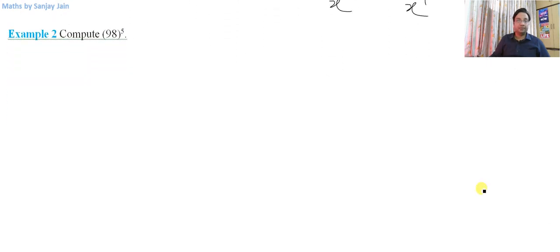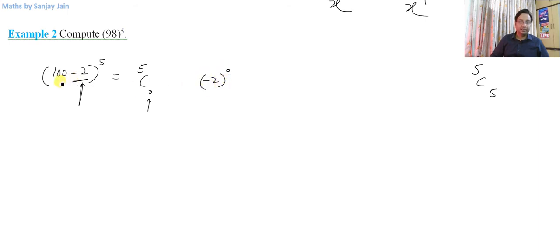98^5. So we need to expand this 98^5 using the binomial theorem, right? So let me write it like this: (100 - 2)^5. Now the expansion, we will start with 5C0, we will go up to 5C5, right? Whatever we write here at this place, we raise this term to that power. So I am considering this term to be minus 2. So I'll raise minus 2 to the 0th power and the rest of the power.